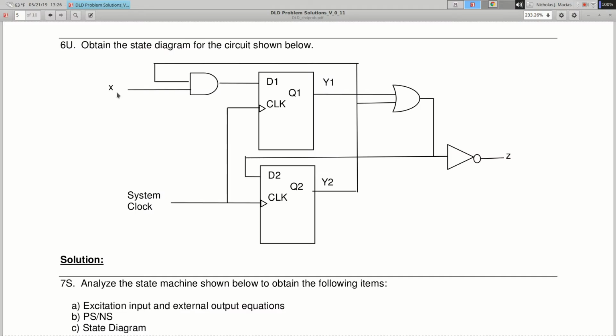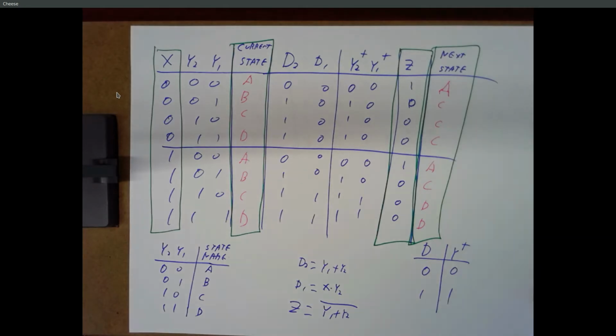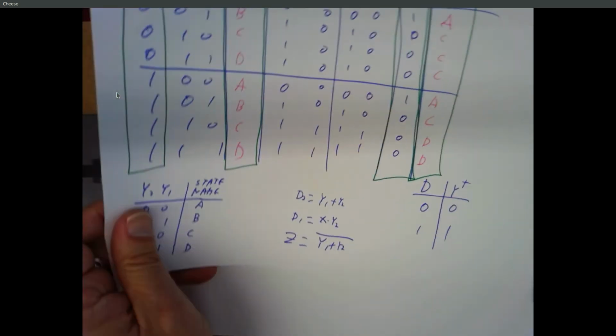All right, so you want to look at your picture and ask yourself, is this a Mealy machine or a Moore machine? In a Mealy machine, the output depends on the inputs as well as the state. In a Moore machine, the output only depends on the state, and does not depend on the inputs. So if you look at your equation for Z, it depended on Y1 and Y2, that's your state, and does not depend on the value of X. So this is a Moore machine.